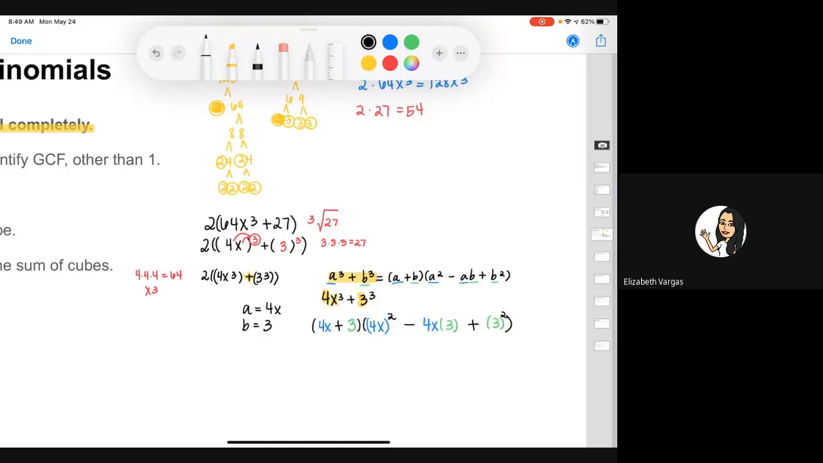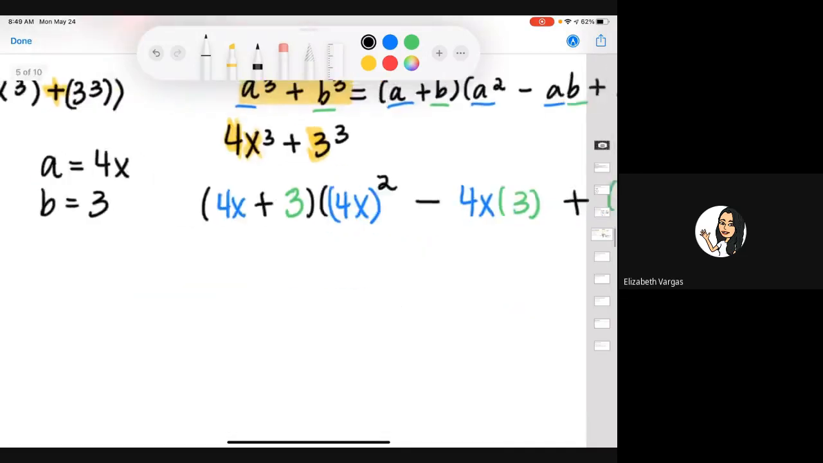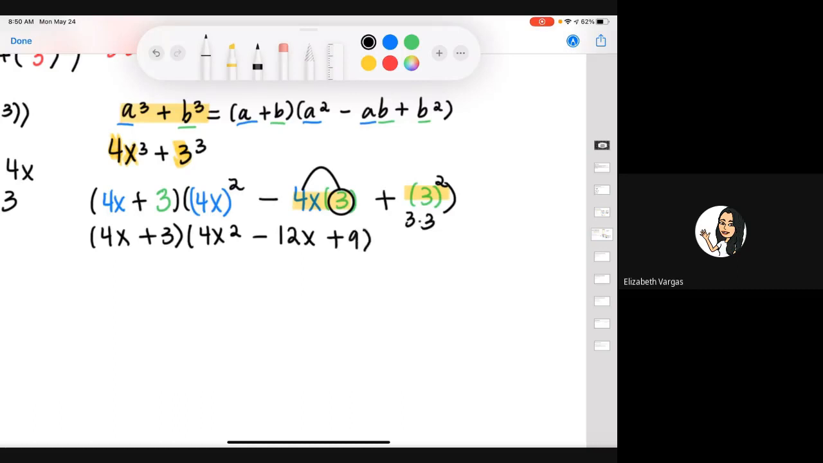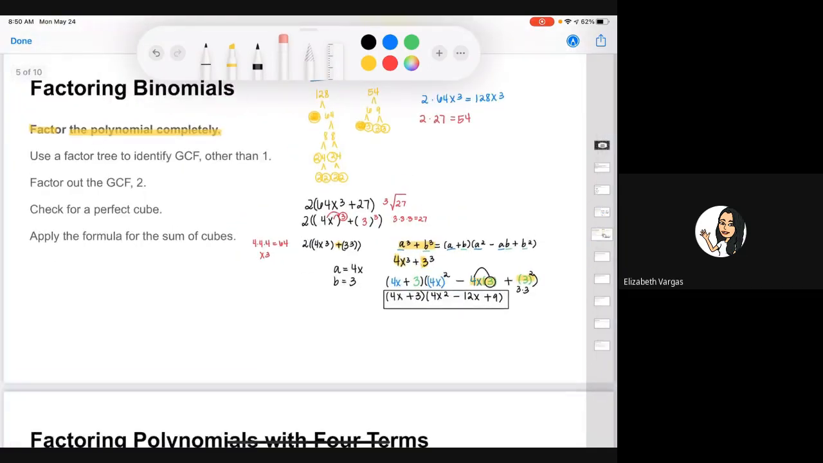Okay. And now I want to go ahead and see, can I simplify anything further? Yes, I can. I can simplify this expression, and I can simplify this expression. So 4x plus 3, here I wouldn't be able to simplify. Here I can. This is basically telling me 3 times 4, so 12x. And this is telling me 3 squared, so 3 times 3, plus 9. I cannot simplify that expression any further, and so there would be my completely simplified polynomial. Okay, so that one is completely simplified.